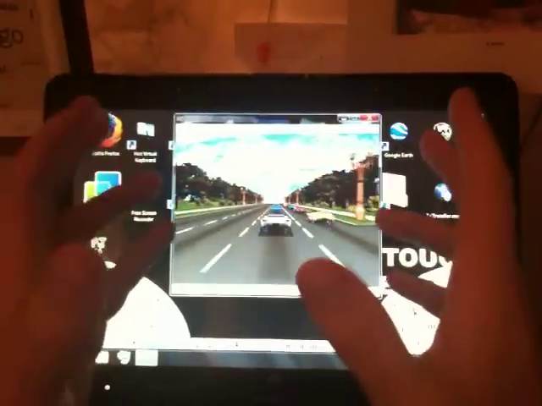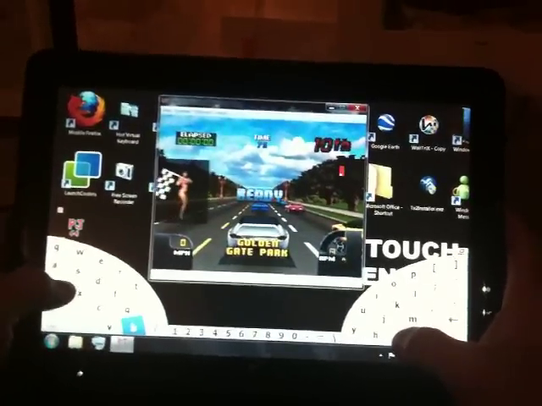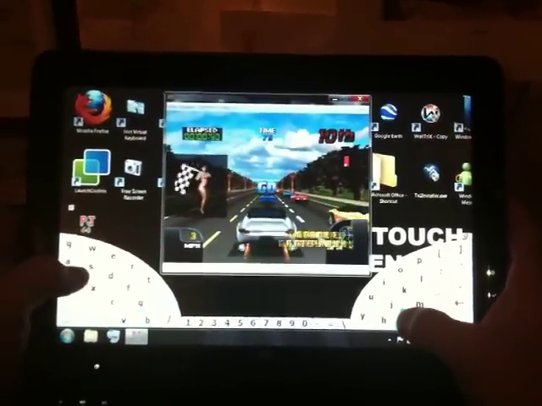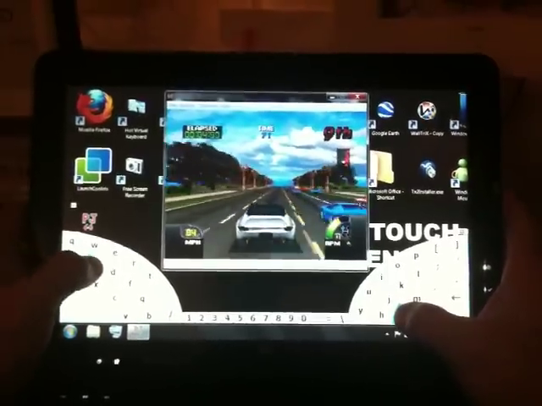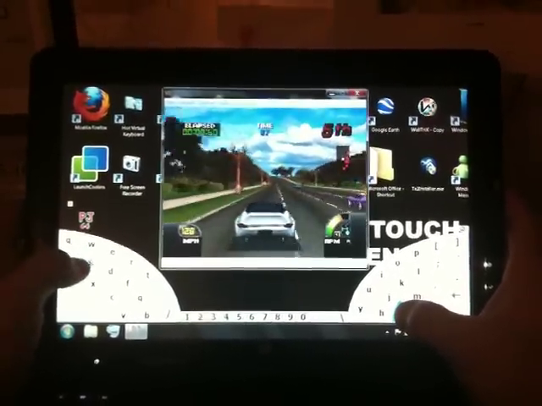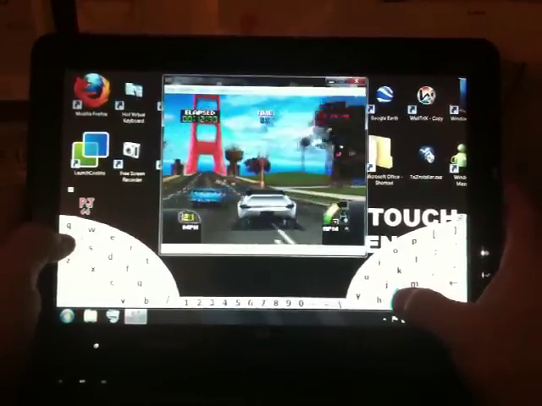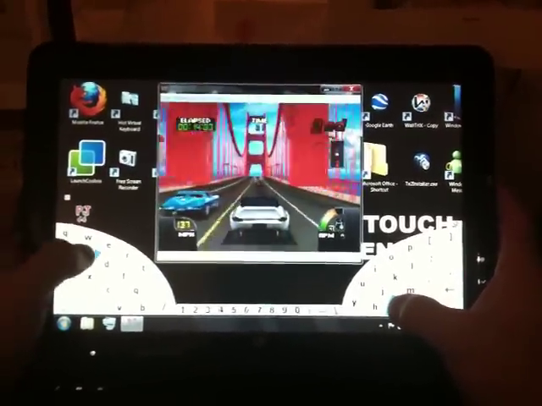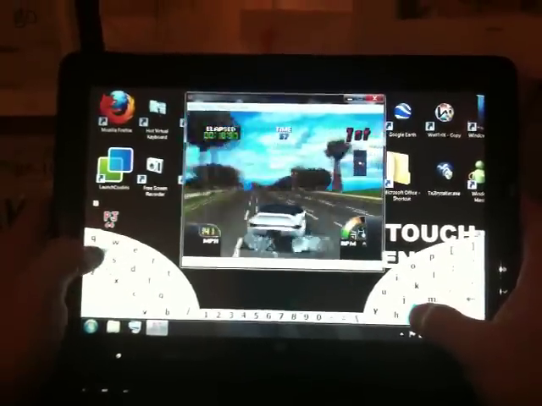I have touchscreen controls, and this is really great when I have the computer folded into a tablet. It's really awesome. They're very responsive. I have multi-touch. I'm using two fingers at one time. As you can see, I've got one finger on the accelerator and the other on the steering, and it's working.